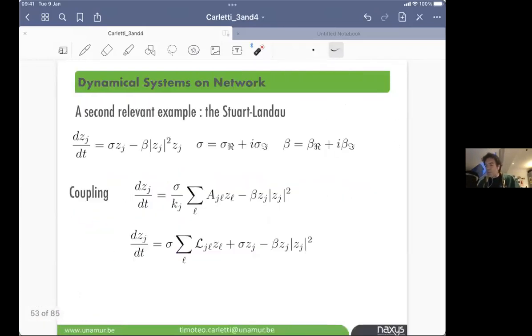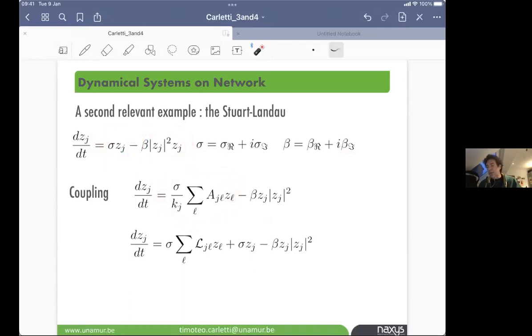So if you do this, now you have to add a new index, which is the index of the node. So you have on each node the same equation. This means the same parameters, beta and sigma, with the same constraint that the real part of sigma and the real part of beta is positive. But then you decide to couple together. You have several ways to couple together the nonlinear system. I decided here to take maybe the simplest one, just to explain how it works. So I decide to couple together the linear parts. My equation has a linear part and a nonlinear part.